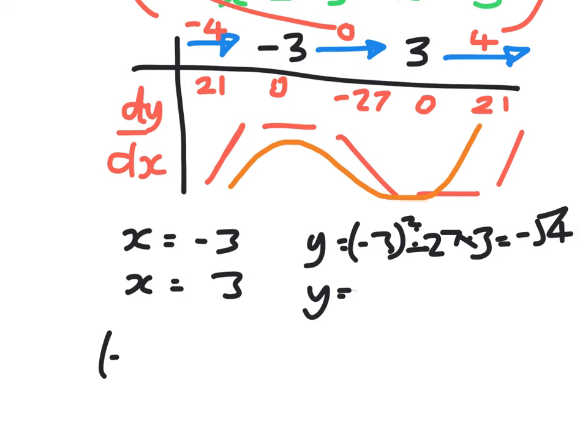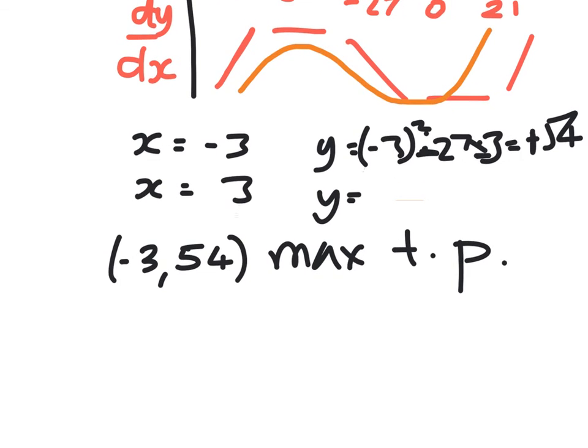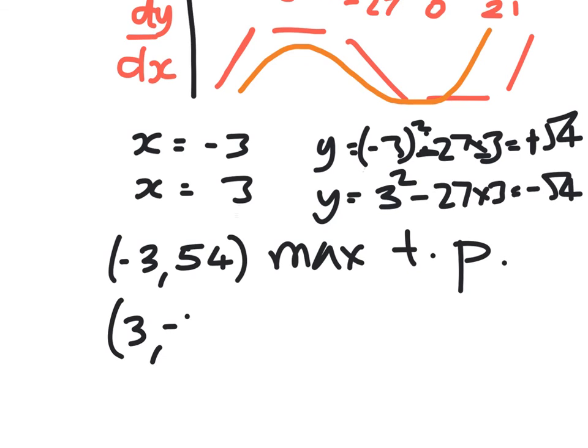Oops, it's take away, it's -3 we're putting in, sorry. So it's -27 add 81, which is +54. So (-3, 54) is a maximum turning point. And then substitute in +3: 3 cubed minus 27 times 3, which is -54. So the other one is (3, -54), and that's a minimum turning point.